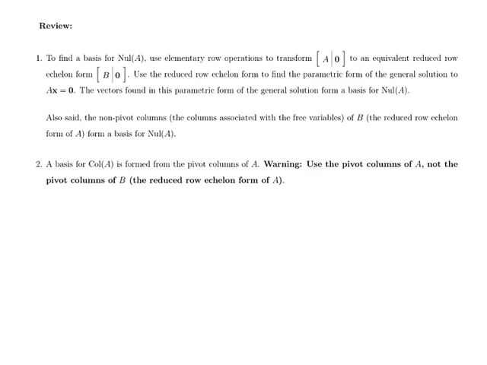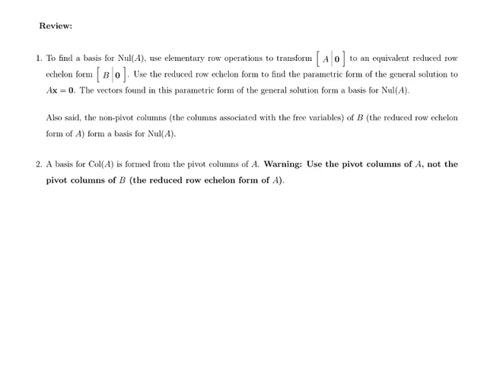So reviewing this idea of bases for the null space and the column space, to find a basis for the null space of A, we're going to use elementary row operations to transform the augmented matrix of the homogeneous system, A0, to a row-reduced echelon form, B0. And we're going to use the reduced echelon form to find a parametric form of the general solution to AX equals 0. And the vectors found in that parametric form of that vector equation form a basis for the null space of A. Another way of thinking about it is the non-pivot columns, the columns associated with the free variable of B, form a basis for the null space of A.